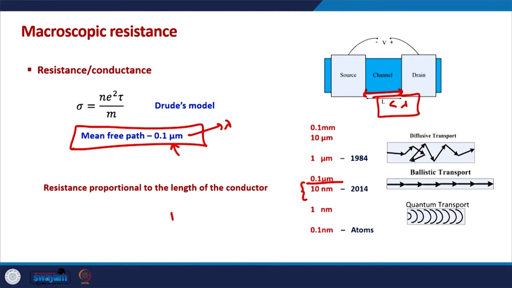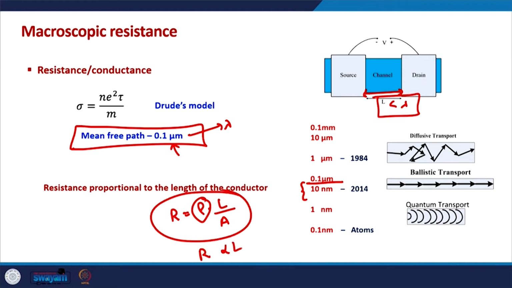So, according to the Drude's understanding of conduction, resistance is resistivity times length divided by area, and this resistivity is a material parameter. It depends on the mean free time, or the mean time between two collisions, and as is clear from this expression, the resistance is directly proportional to the length.